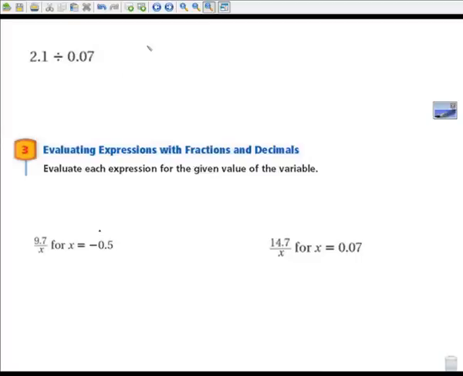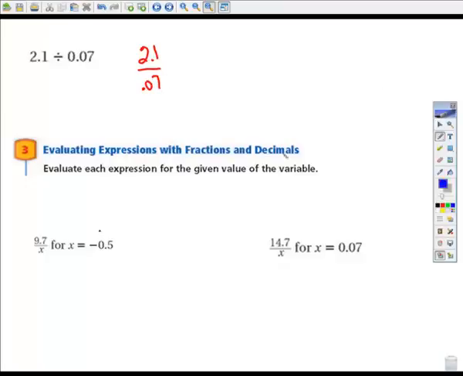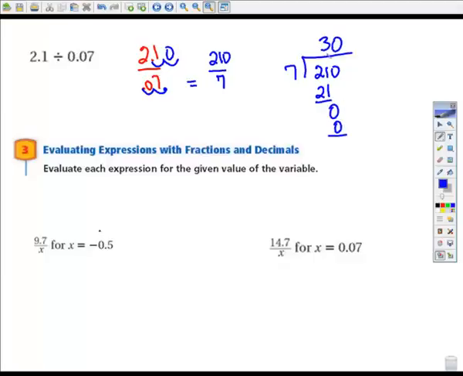Let's do another one. I have 2 1/10 divided by 7/100. And again, my denominator, I have to move the decimal, this time 2 places, so that makes it a 7. And if I move it 2 spots, this becomes 210. So essentially it's 7 into 210. 7 divides into 21 3 times, giving me 21. I bring down my 0. 7 divides into 0 0 times. So my answer is 30.